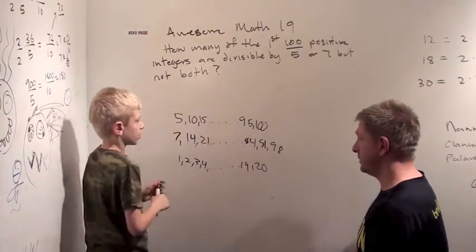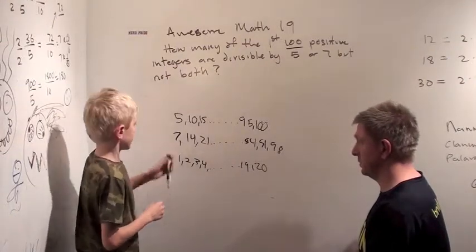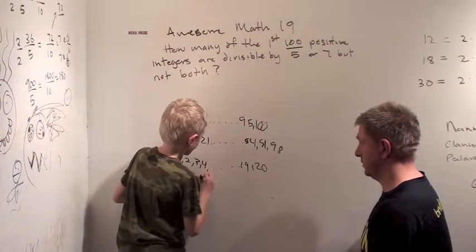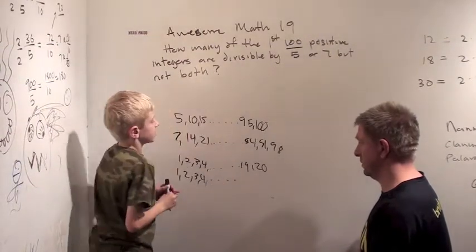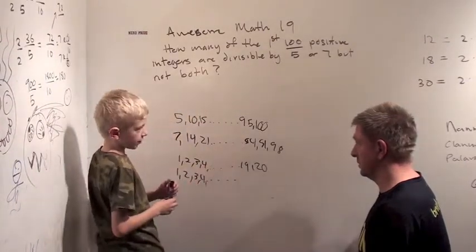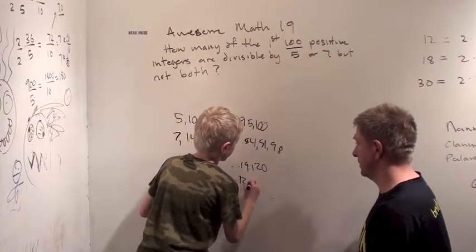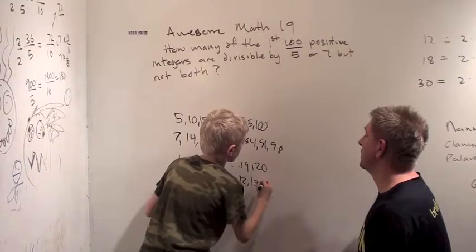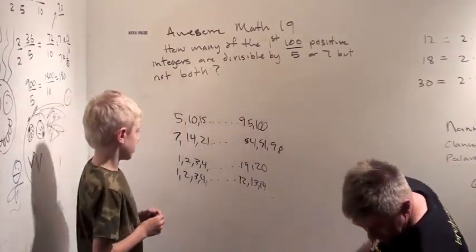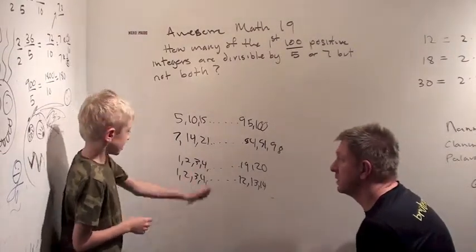Now we have to divide everything by 7. So 1, 2, 3, 4, and then it goes up to 7 times 12, which is 84. So 12, 13, and 14. So it looks like there's 14 multiples of 7, because we just add them together.